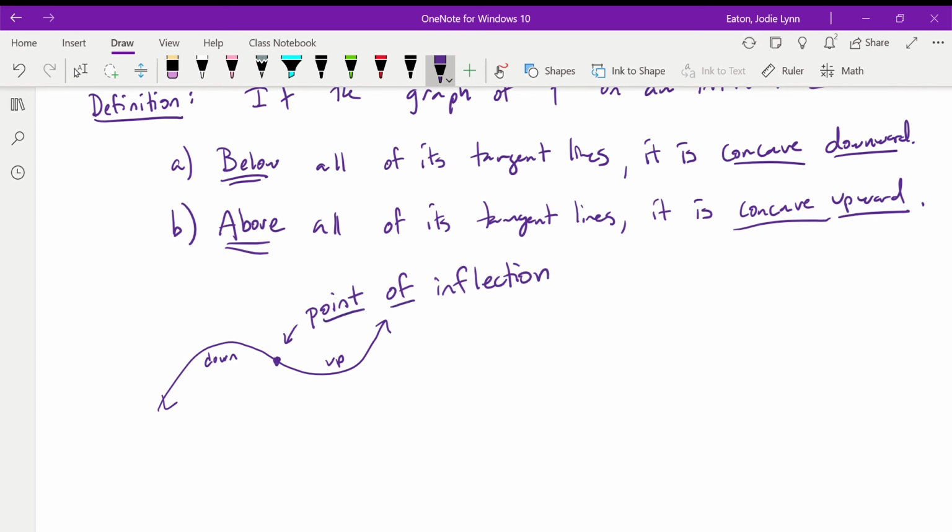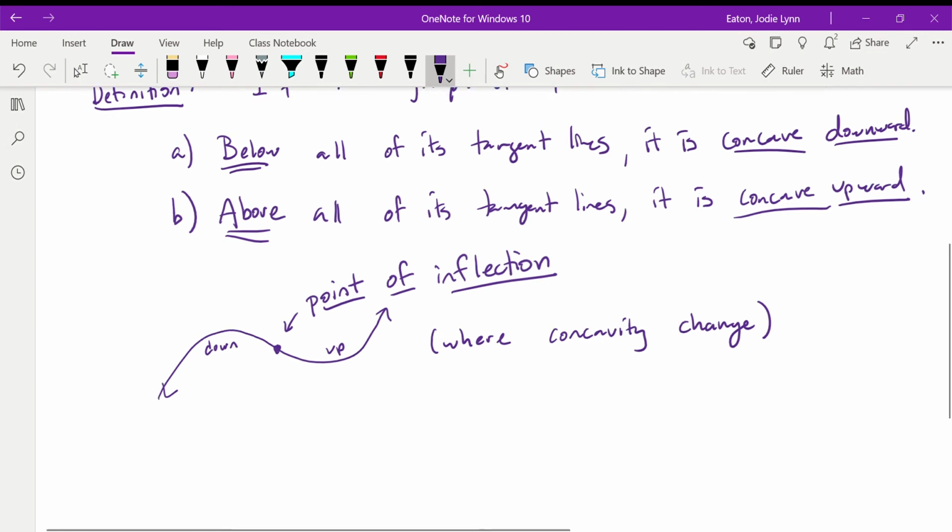Okay. And a point of inflection is where concavity changes. So where you change from being concave up to concave down, or concave down to concave up. Okay?